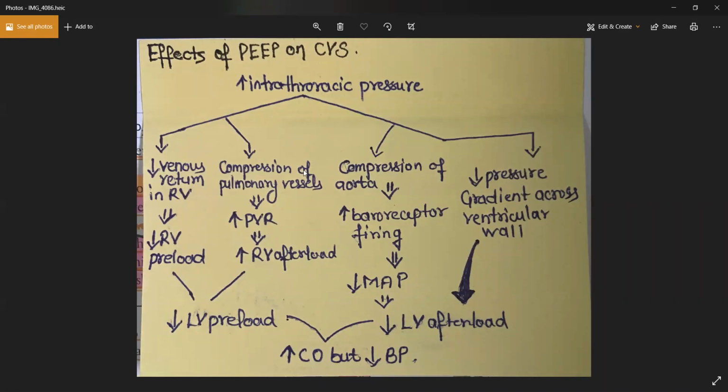Because the aorta lies in the thoracic cavity, a part of the aorta lies in the thoracic cavity. Because of the increase in pressure, compression of the aorta will also occur, right? Because of this compression, the baroreceptors will get activated. They will sense that the pressure is increasing, and when they sense that, the firing of these receptors will increase. That will cause a decrease in the mean arterial pressure because of vasodilation. So the left ventricular afterload will be decreased.